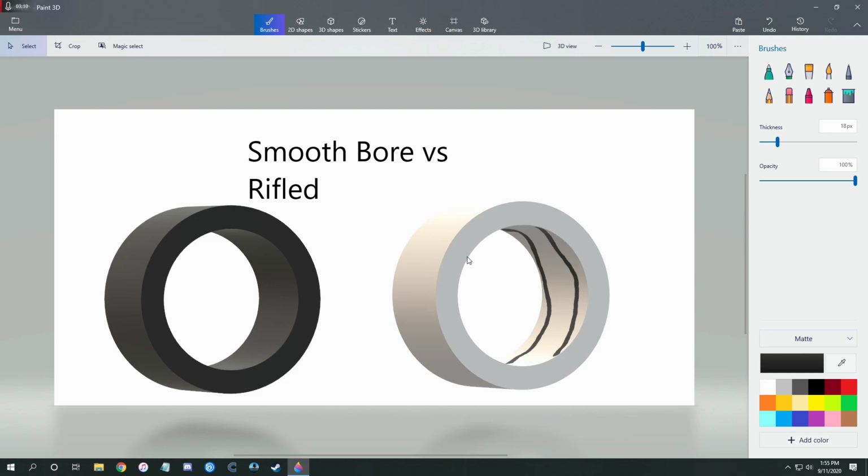Now, why do you want to know this in this game? Because if you click on your units, it'll tell you if they're using smoothbore or rifled, or a mixture of both. It's going to affect your distance and accuracy. So with smoothbore, you're not going to get as much range, and you're also not going to get a lot of accuracy. So that's going to affect how far away your guys can fire from, right?